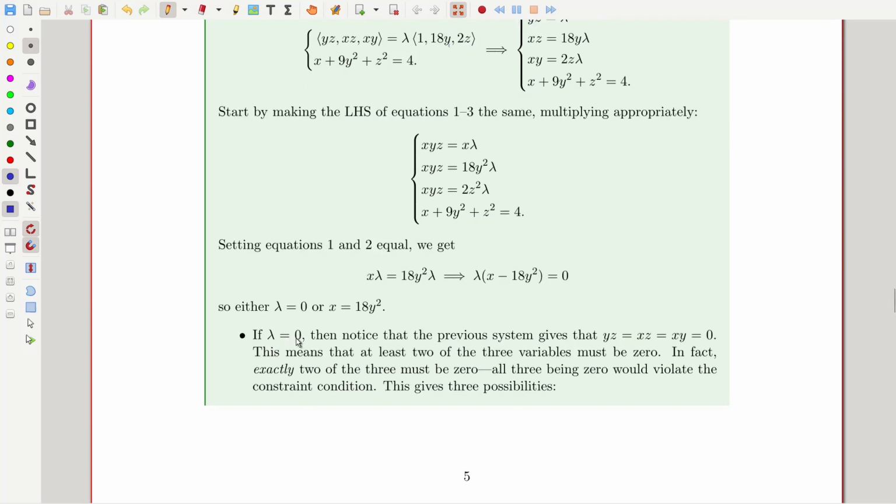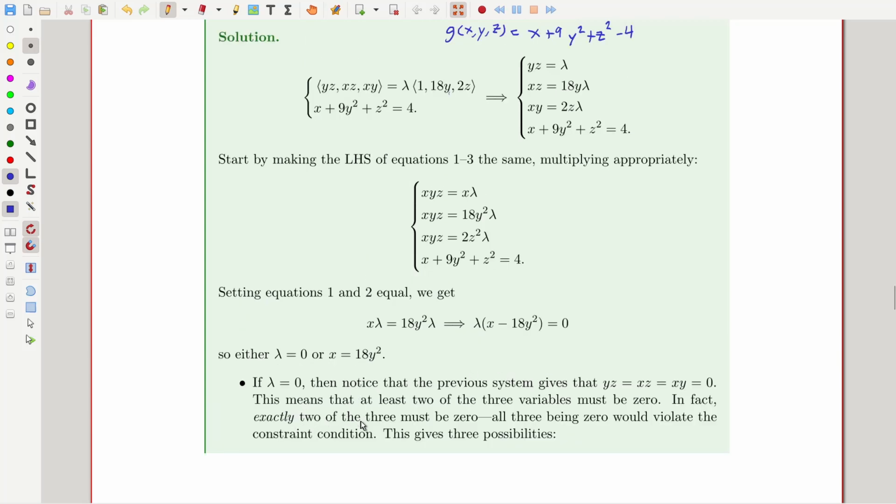So if lambda is 0, let's think about that. I'm doing something a bit clever here. Instead of looking at this, which doesn't tell me as much, I instead plug into this. So I plug into here, and that tells me that yz equals xz equals xy equals 0. So all three of these were equal to 0 because you have lambda equaling 0 in this case. And somehow that is bad. That would end up meaning at least 2 of the 3 variables must be 0.